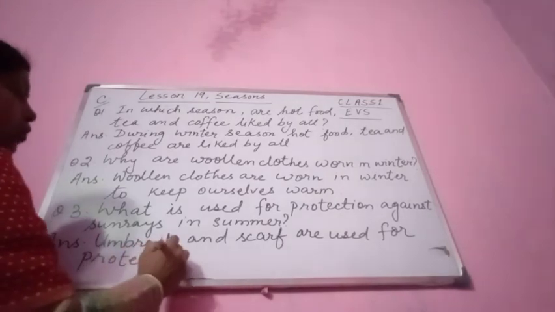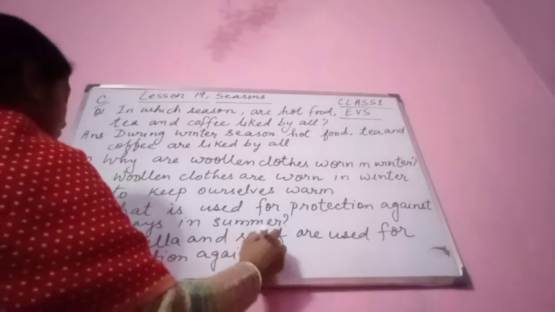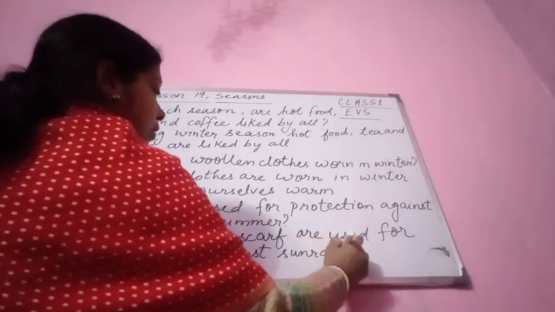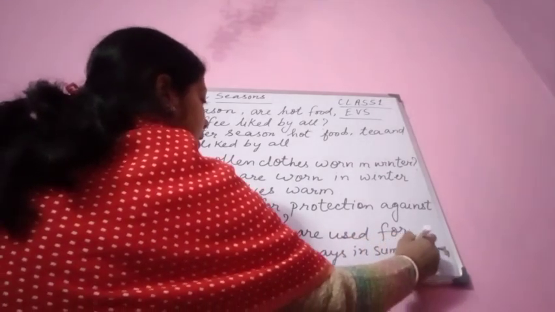for protection against sun rays in summer. Once again you please see the question. What is used for protection against sun rays in summer? Umbrella and scarf are used for protection against sun rays in summer.